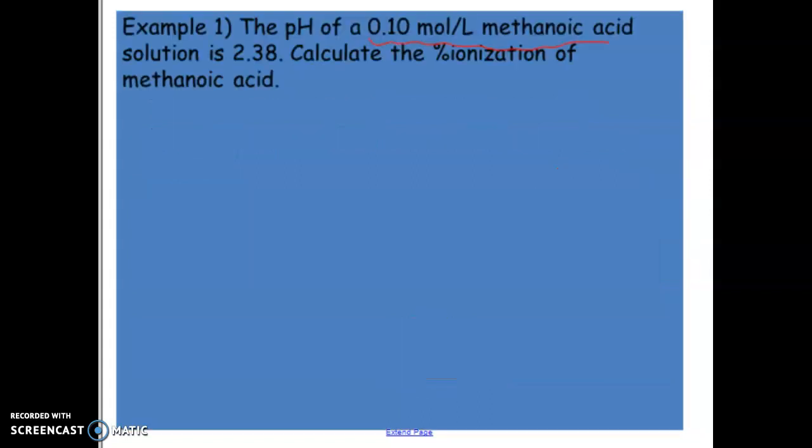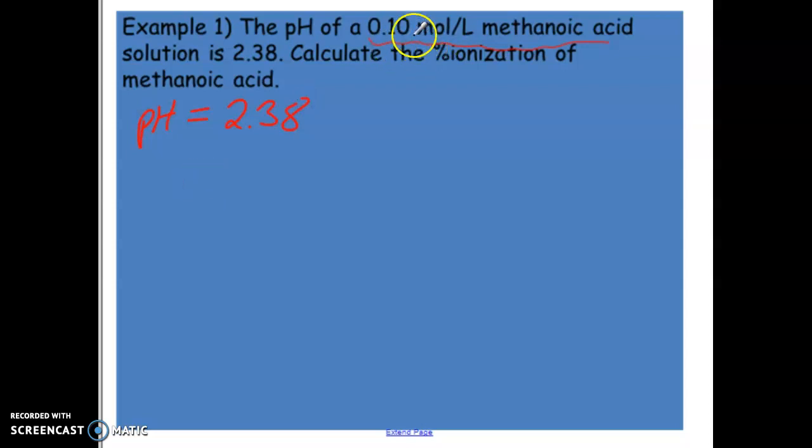So let's take a look at some question examples. We'll do a question with the percent ionization as well. There's a couple of things that are a little bit different about weak acid, weak base questions. First of all, let's look this over. It says the pH of a 0.10 mole per liter methanoic acid solution is 2.38. So we have the pH, 2.38, and we have the concentration.